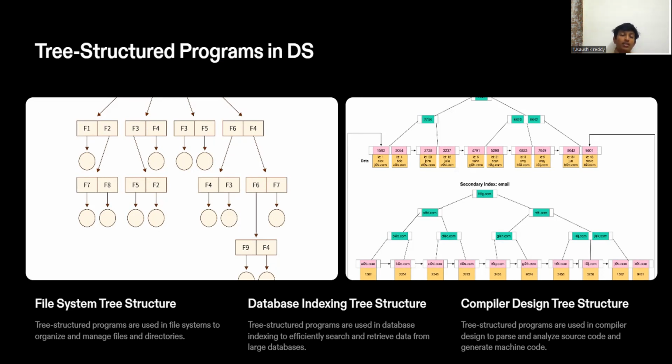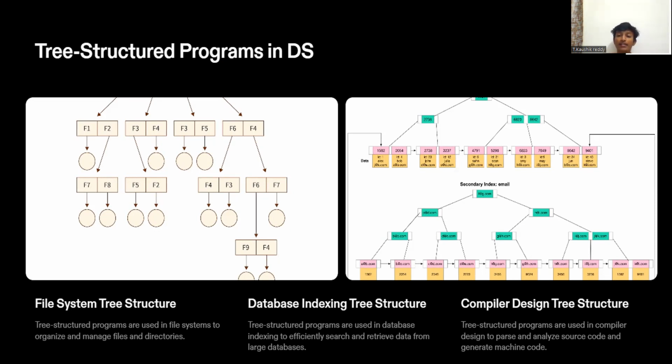So, they are mainly used for retrieving data from large databases, or retrieving data which is lost. Not exactly lost, but retrieving data from large databases. Next, compiler design tree structure. Tree structure programs are used in compiler design to parse and analyze source code and generate machine code.